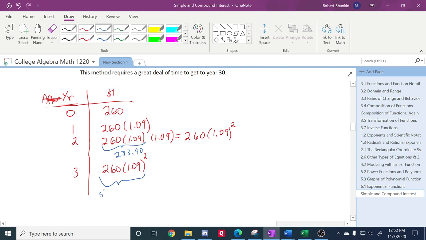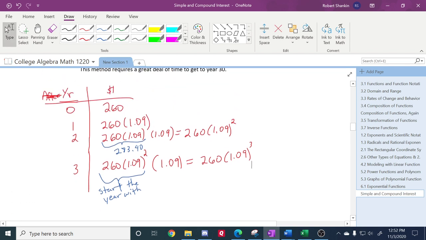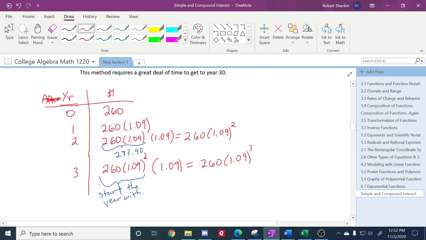This is what I start the year with. And I multiply that by another 1.09 to keep the principal and add 9% interest. But that just becomes 260 times 1.09 to the third power. And we're starting to see the pattern.